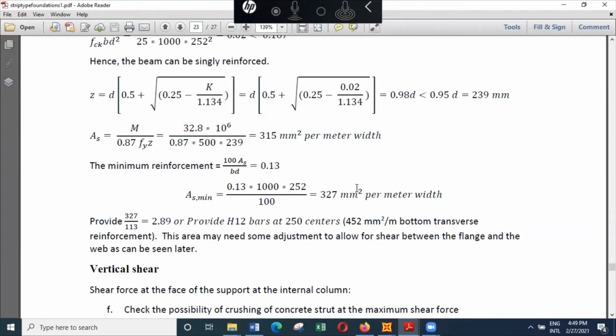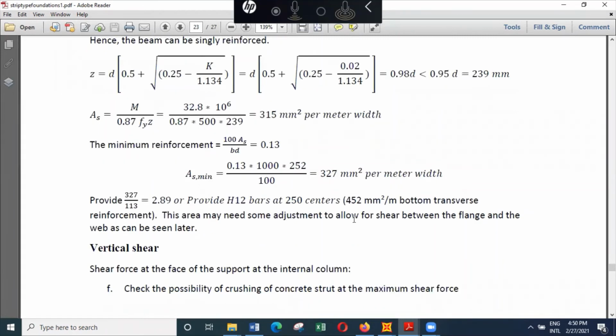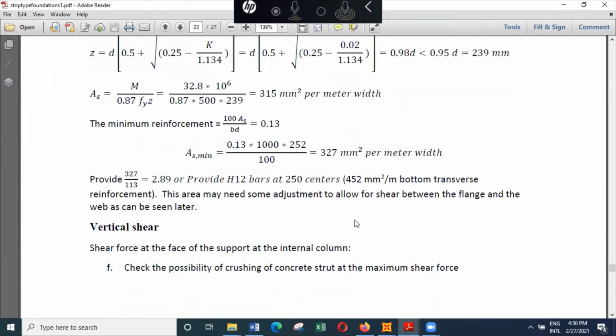But if you are getting high bearing capacities, with heavy loads and good soils, then you'll find the reinforcement in the flange can be fairly high, something like T16 at 200 or T16 at 250. Whereas in this particular case, the soil pressure is low, and because of that, you can see the reinforcement requirement is also fairly low.